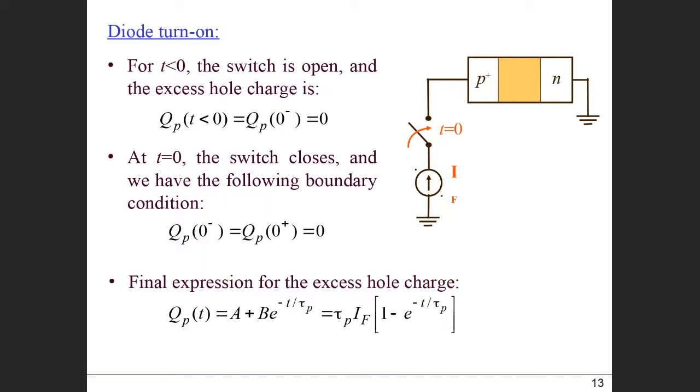So let's go back to our equation. We have the equation describing this switching characteristic, which is determined by dQp/dt plus Qp(t)/tau p. That is the equation we want to solve for this particular case.